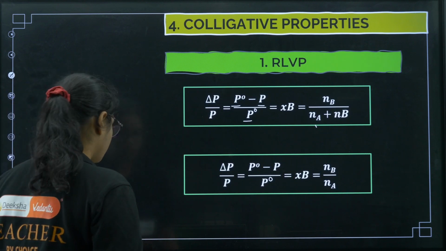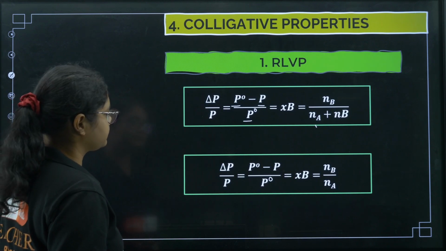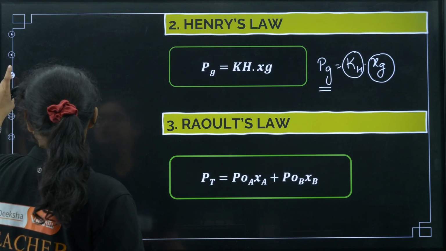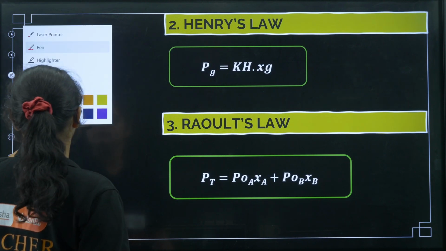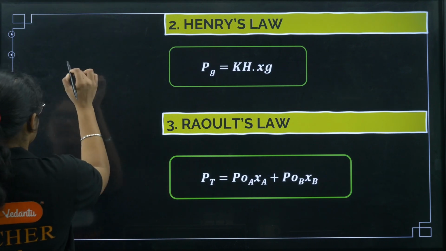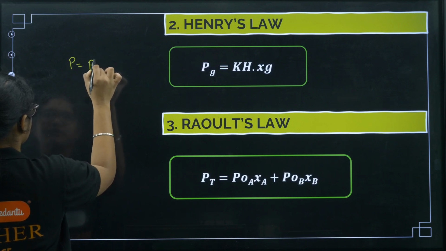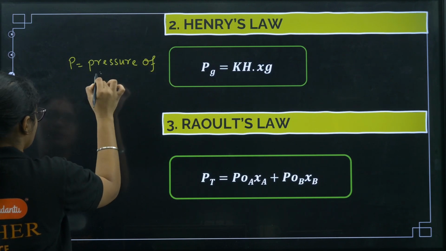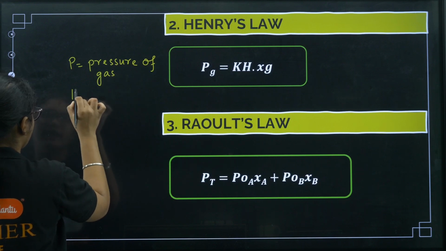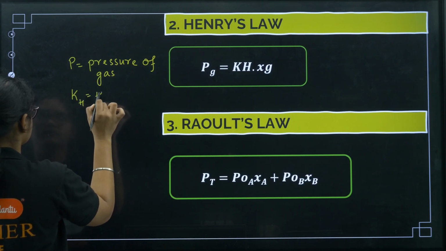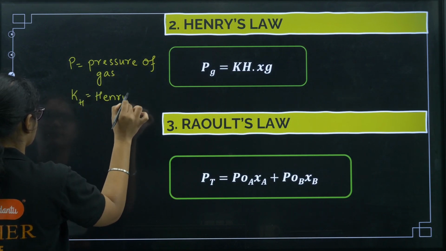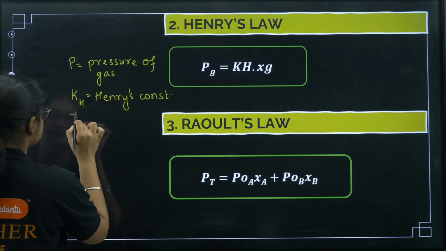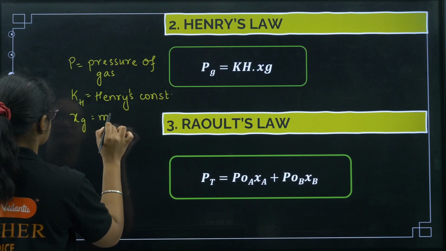One thing I can do here is write down the terms so that we don't get confused. So P is what? Pressure of the gas. I'll write it, and you also write with me: pressure of the gas. Kh is what? Henry's constant. And Xg is equal to the mole fraction of the gas.